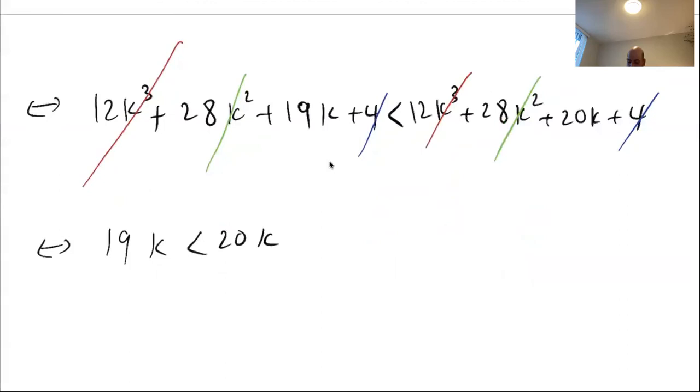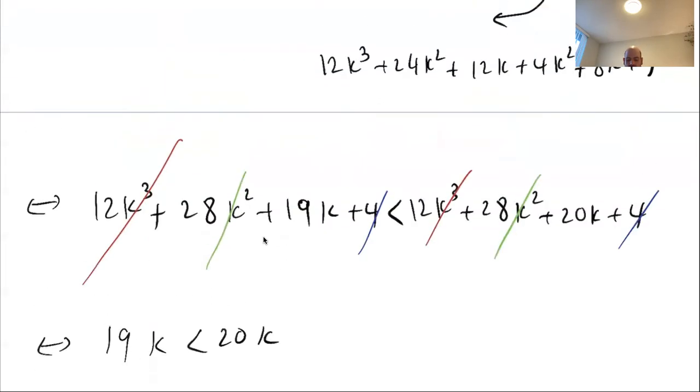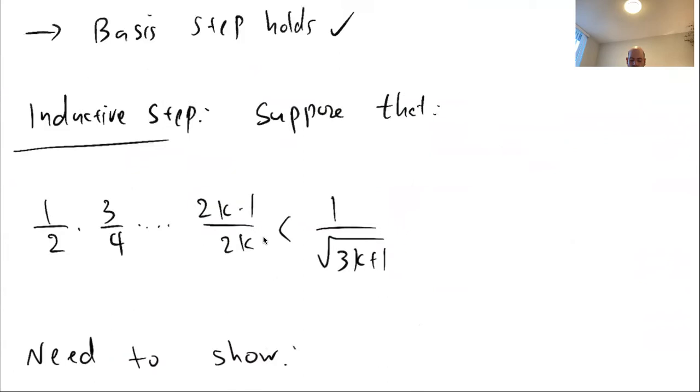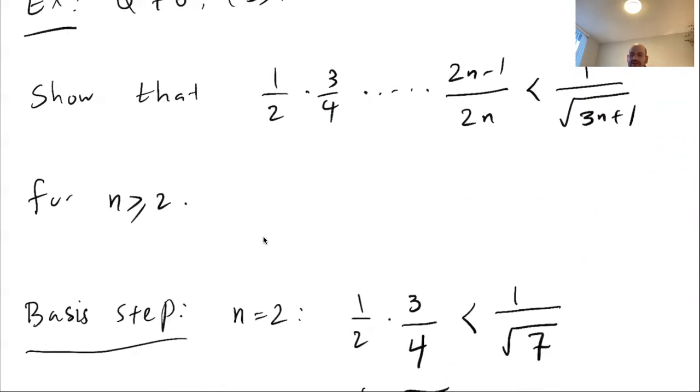And if I take this one to the other side, this is the same as k bigger than 0. If I take 19k to the right side, 20k minus 19k is k bigger than 0, which is true because k was, what do I know about k? Well, we wanted to show that the inequality holds for n bigger than or equal to 2, so k is at least 2.